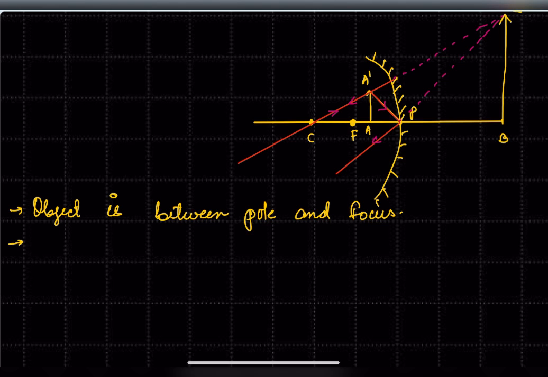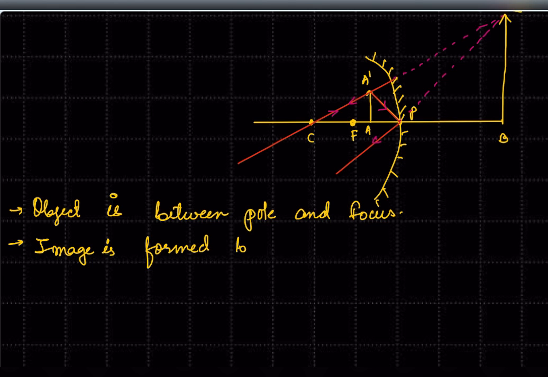What else? Let us discuss the second one. First point is the object is between pole and focus. Second, the image is formed where? The image is formed backside of the mirror, or behind the mirror. I can write: image is formed behind the mirror. Okay, the second thing. Image is formed behind the mirror.